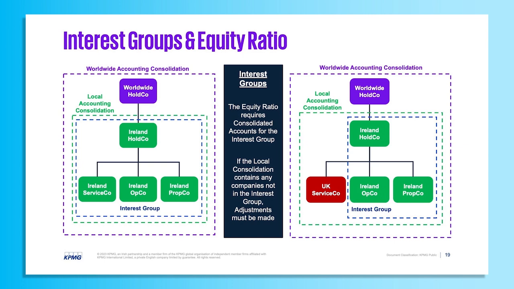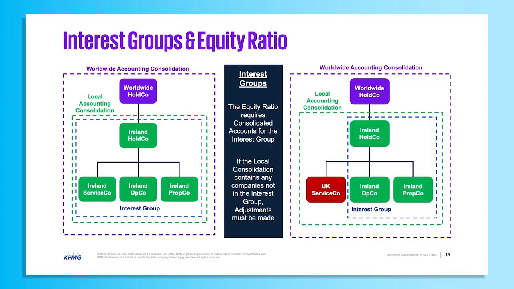This may be a relatively straightforward calculation to perform, particularly if the accounting standards of the local accounting consolidated group are the same as the standards of the worldwide holdco, noting our example on the previous slide. Contrast this with the example on the right of the slide, which illustrates that there is a local accounting consolidated group which includes a non-Irish company, and that non-Irish company cannot form part of an Irish interest group. Therefore, a notional balance sheet would be needed for the Irish interest group, i.e. excluding your UK servicing company, in order to compare its equity ratio to the worldwide group. Essentially, it would not be as straightforward as the example on the left, where the accounts of the Irish interest group and the local consolidating group would be the same.